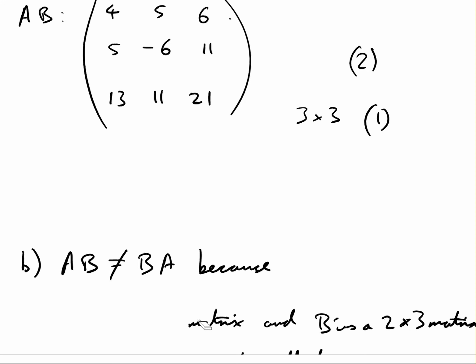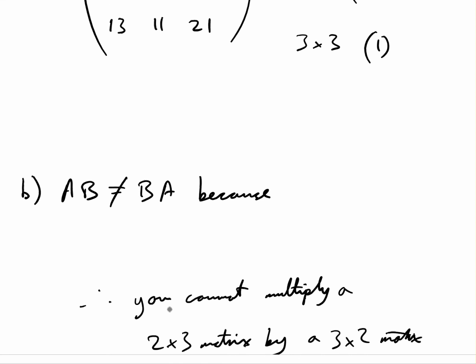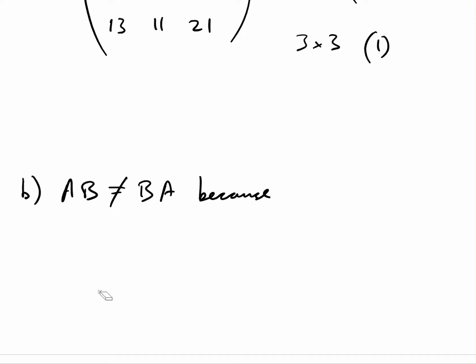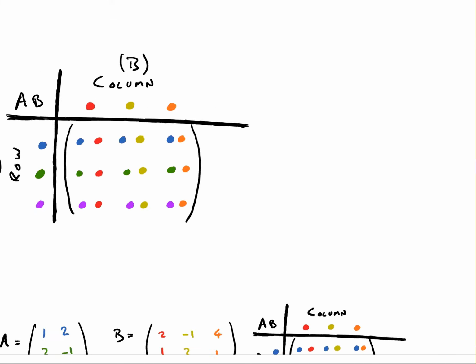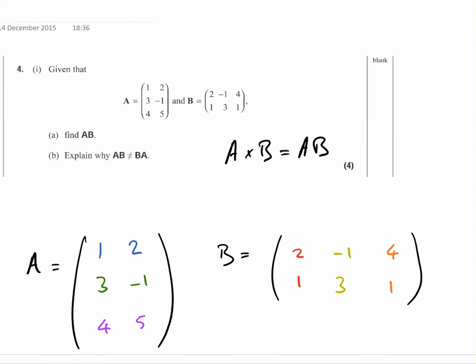I'll just clear that. That was my earlier working. Part B is saying, why is AB not equal to BA? Well, if you remember, A is a 3 by 2 matrix and B is a 2 by 3 matrix. Remember, it's rows and columns. So the number of rows in A is 3, and the number of columns in A is 2.